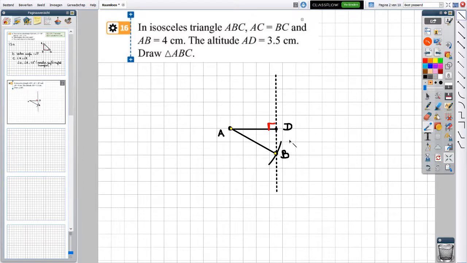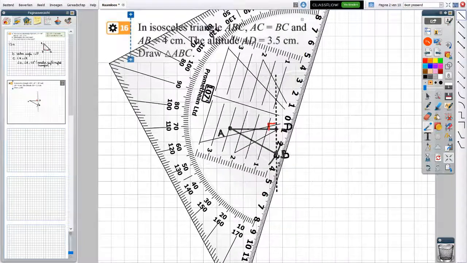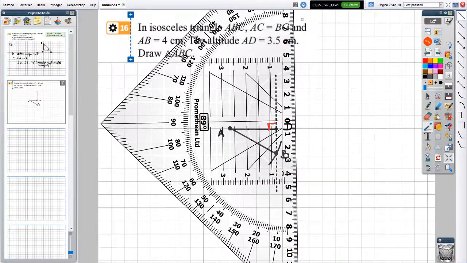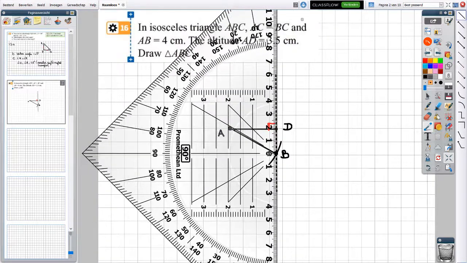And what I know is that the angles there should be the same as well, right? So what I should do here is take a look. This is my base. The angle that is right here should also be right there. So what I could do is take out my protractor, turn it a bit like this, and now measure this angle.